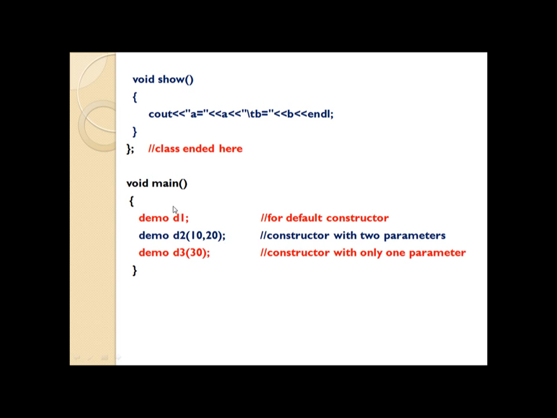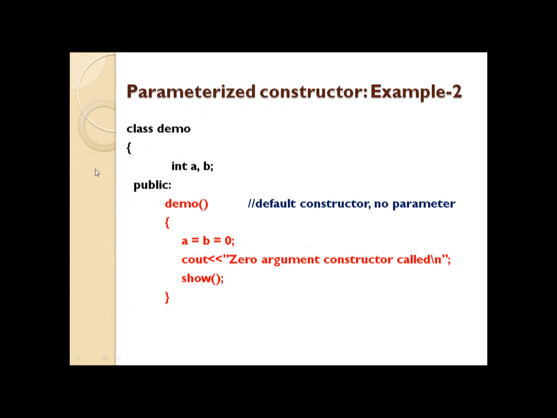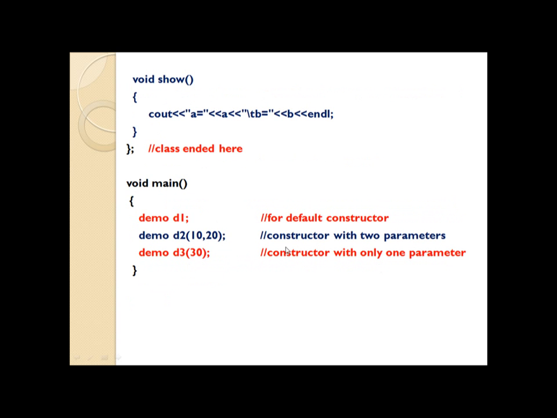In the body of the main function, this call is for the default constructor, demo d1. So as soon as control gets this d1, it will immediately move to this constructor, and then it will find the value of a is equal to 0, b is equal to 0, and it will display a message, 0 argument constructor.